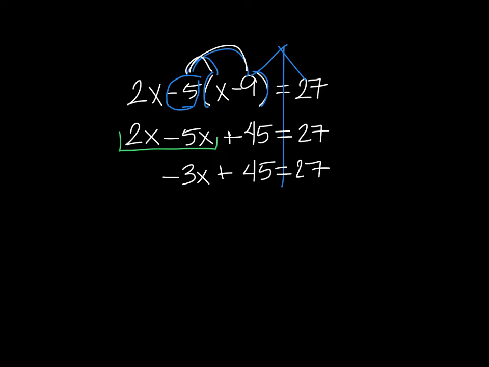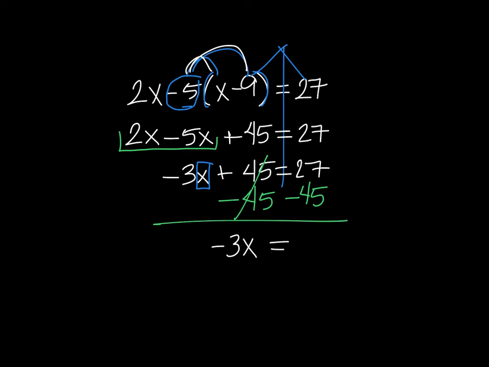So now we start with our green guys. Are there any green guys I can get rid of? Remember, our goal is to get this x by itself. So I'm looking for green guys I can get rid of. I can get rid of that 45, right? I can subtract 45 from both sides. Those cancel out. So now I just have the negative 3x on the left. This is getting a lot simpler, right?